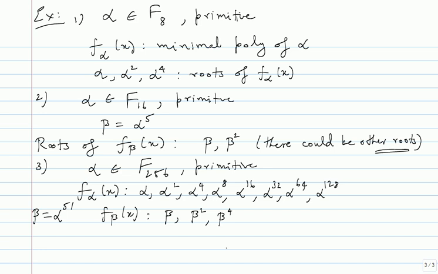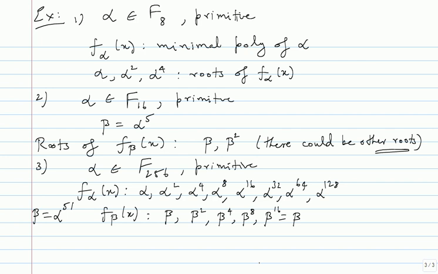Alpha power 255 is 1. Then next, what do you get? Beta power 8? Will you get beta power 16? What's beta power 16? 255 is 17 times 15. So it will come back. Beta power 16 will become beta again. So you see, you get only 4 different roots in this case.